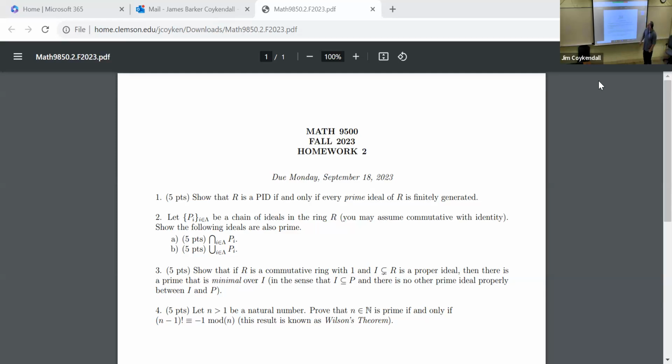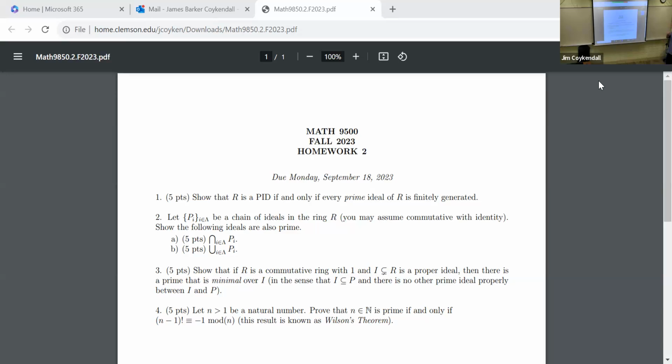Number two, let P_i be a chain of ideals in the ring. This is a theorem that we saw in class, so you're just filling in the details. Show that the following ideals are also prime: the intersection of the P_i and the union of the P_i. Notice this was always an ideal. This was only an ideal because it's a chain.